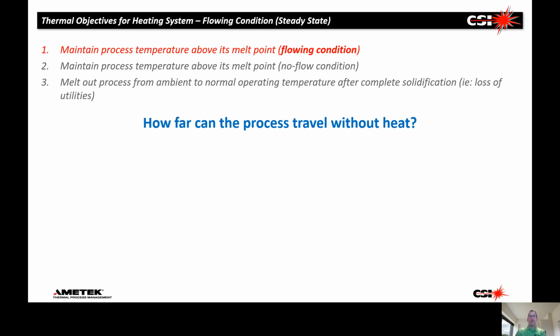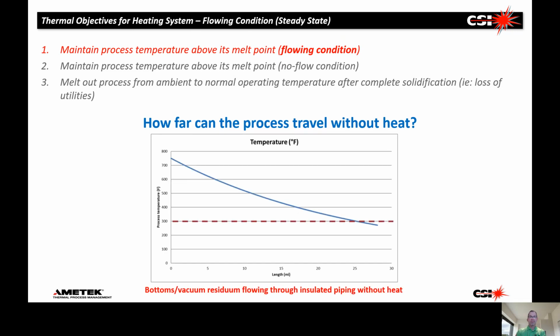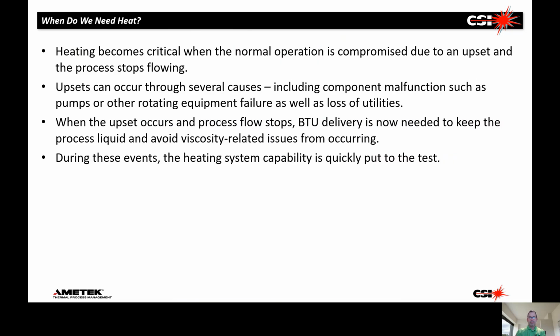So if that's the case, well, how far could this process travel without any heat whatsoever? So here's a chart that demonstrates exactly that. This is bottoms product, or vac resid, that's flowing from a 750 Fahrenheit temperature. We want to keep it above roughly 300 Fahrenheit. And so in this example, with no heat in an insulated line, that product will travel 25 miles before it needs 1 BTU of heat.